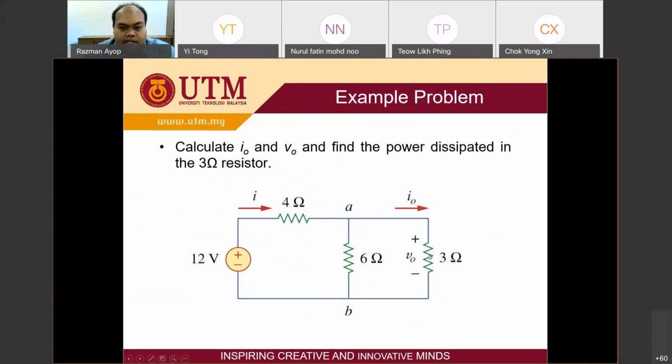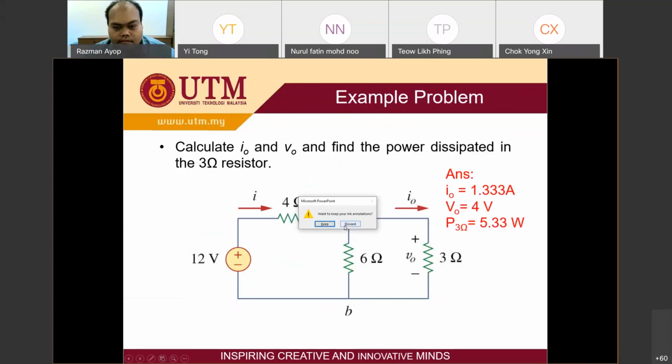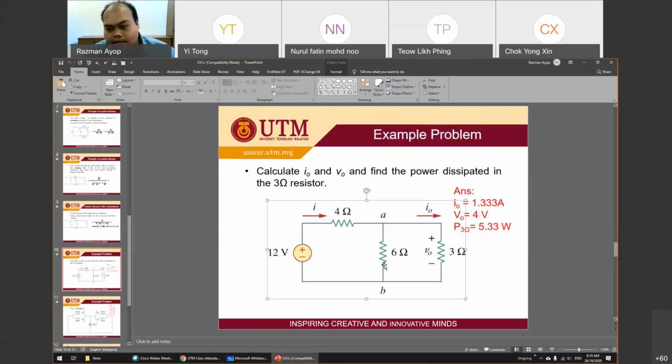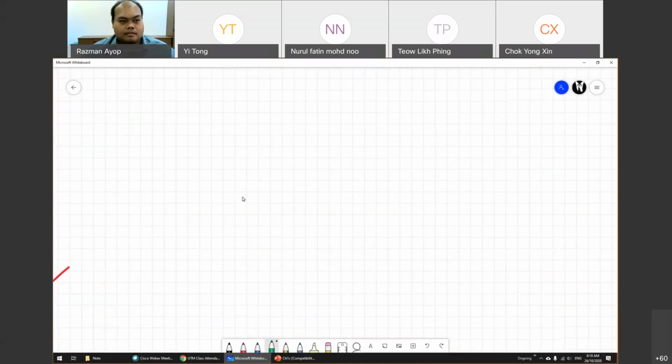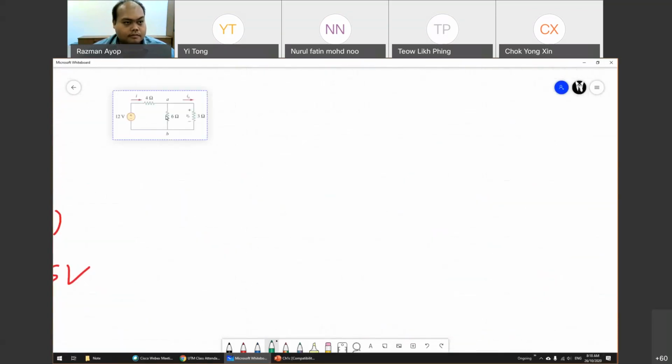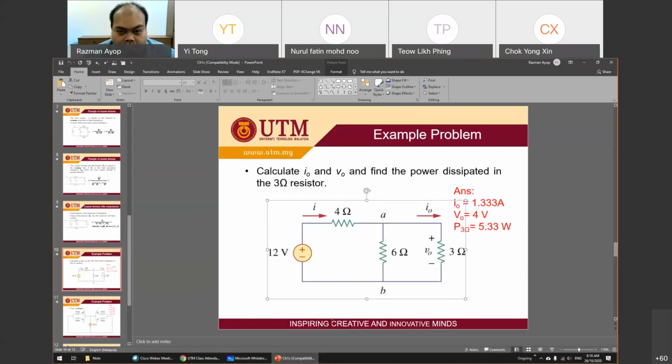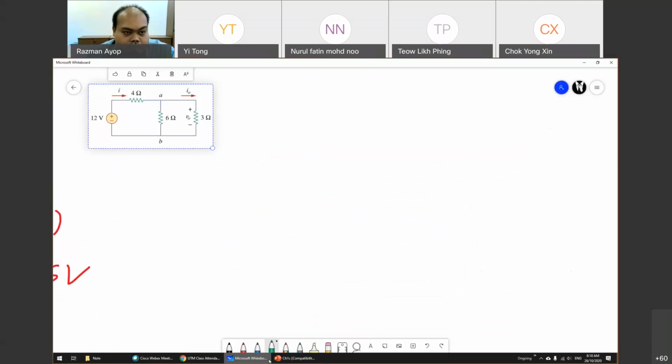So we continue with the example. Okay, I copy this first. The question asks: find the power dissipated in the 3 ohm. So you have to find the current, the output voltage, and the power loss at the Vout here. So how to do this?